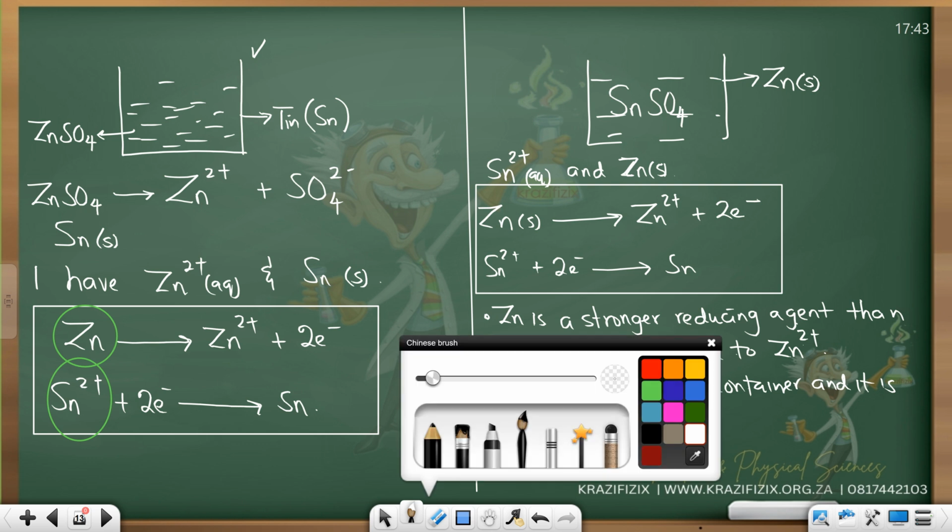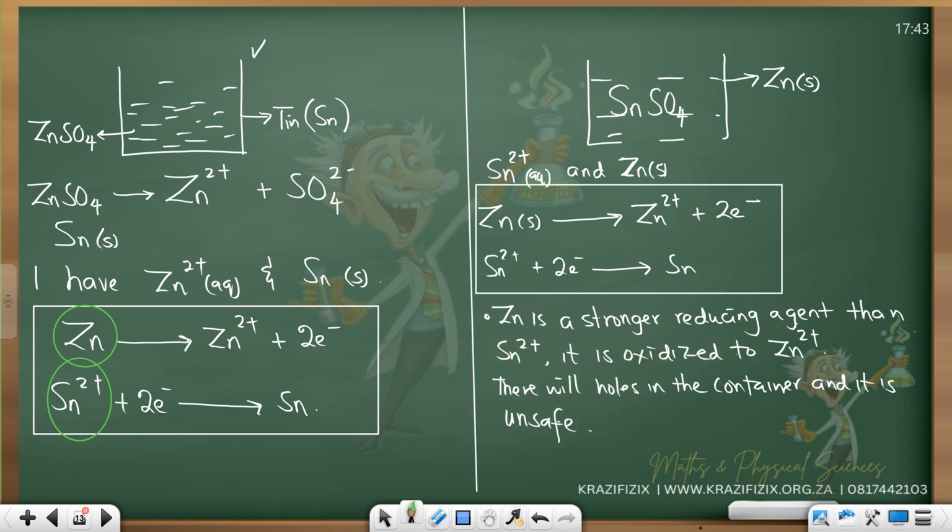So this is my answer from the table, right? That's just the table. Now applying the information: zinc is a stronger reducing agent, 1 mark, than Sn2 plus, 2nd mark. It is oxidized to zinc 2 plus, 3rd mark. There will be holes and it is unsafe. We can say it's because it is spontaneous, 4th mark. This one, the reaction is not spontaneous.